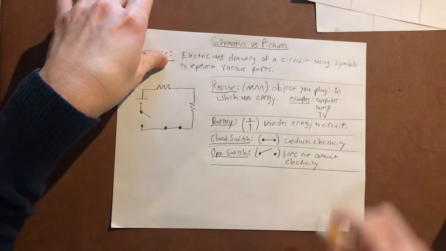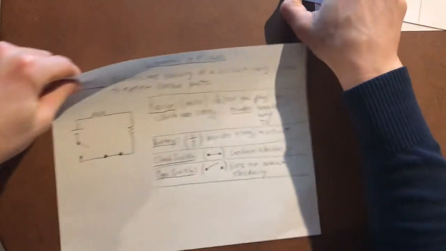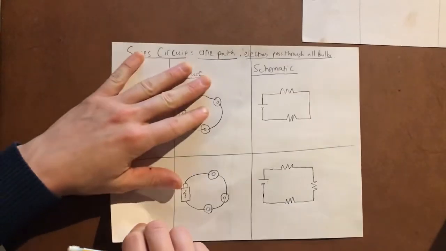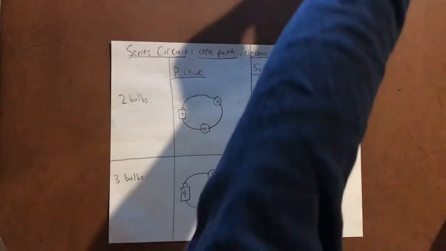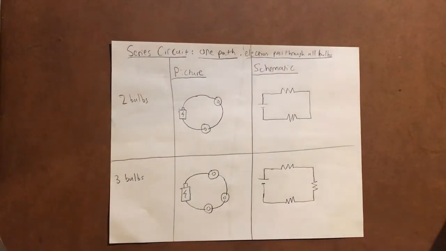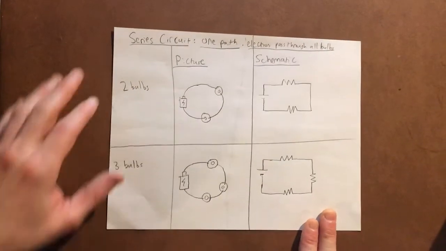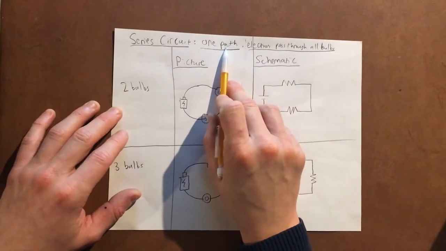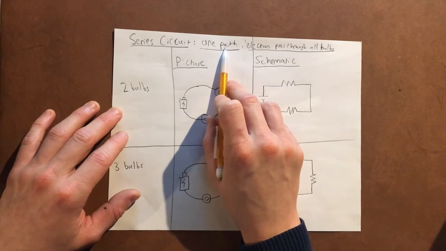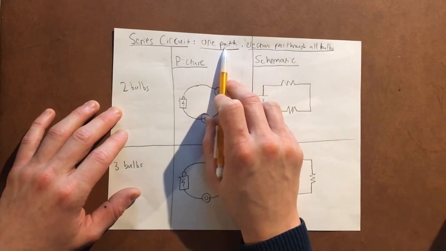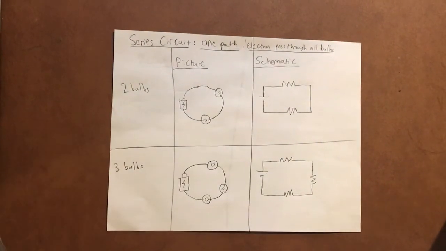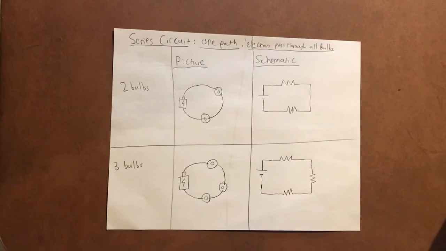Now, we're going to look at two types of circuits and draw schematics for each of those. First, we're going to start with a series circuit. A series circuit is where there is one path for the electrons to go. The electrons can only go forward or backwards on the same path. It's like a one-lane highway, basically. There's only one way to go.